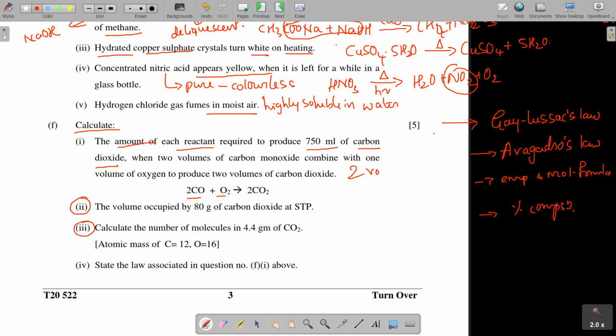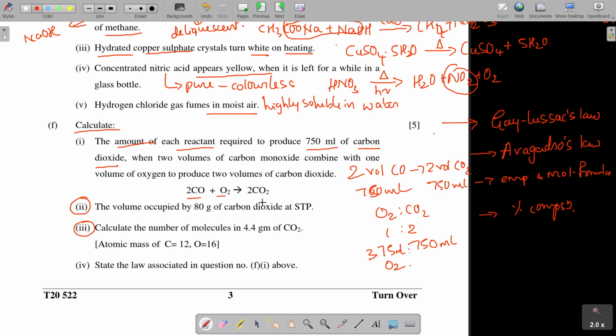So here 2 volume of CO gives you 2 volume of CO2. So obviously if 750 ml of CO2 you should get, you need 750 ml CO, same amount, right? So here what? 1:2 ratio between oxygen and CO2. So obviously if you want to get 750 ml here, you need how many? 375, half of that, 375 ml oxygen. Okay. So this, because it is for, I think 5 marks, so it will be for 2 marks. Okay, so just have to explain.